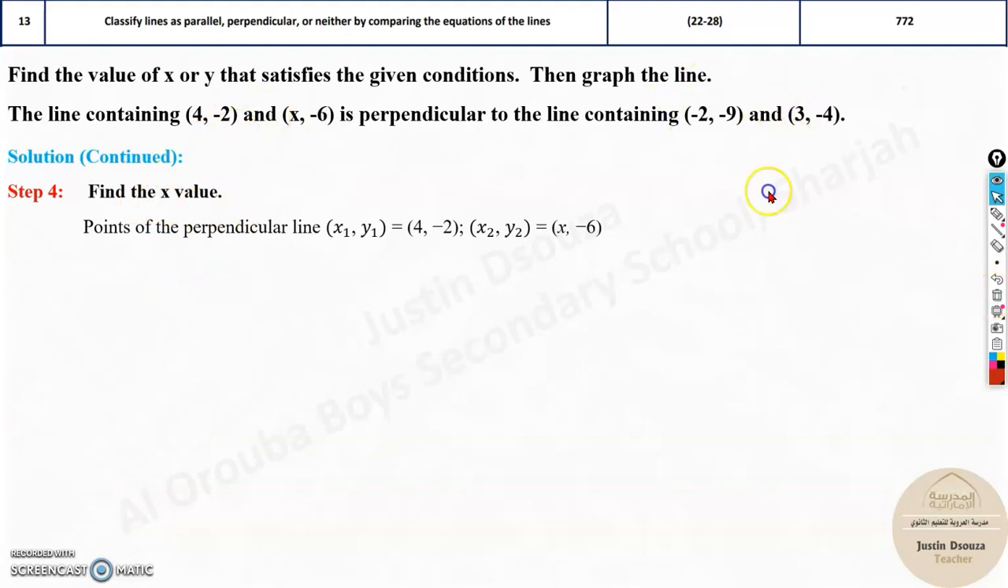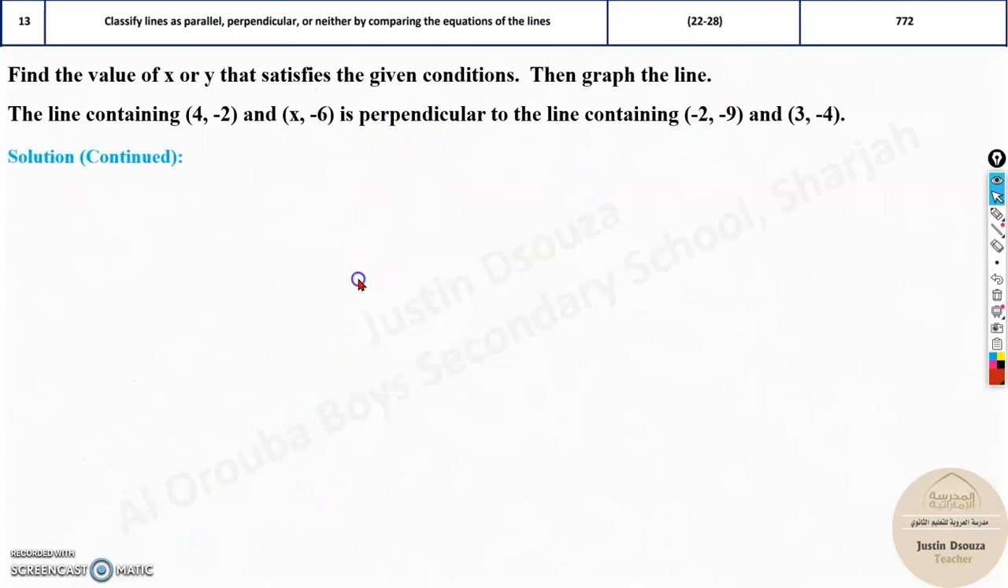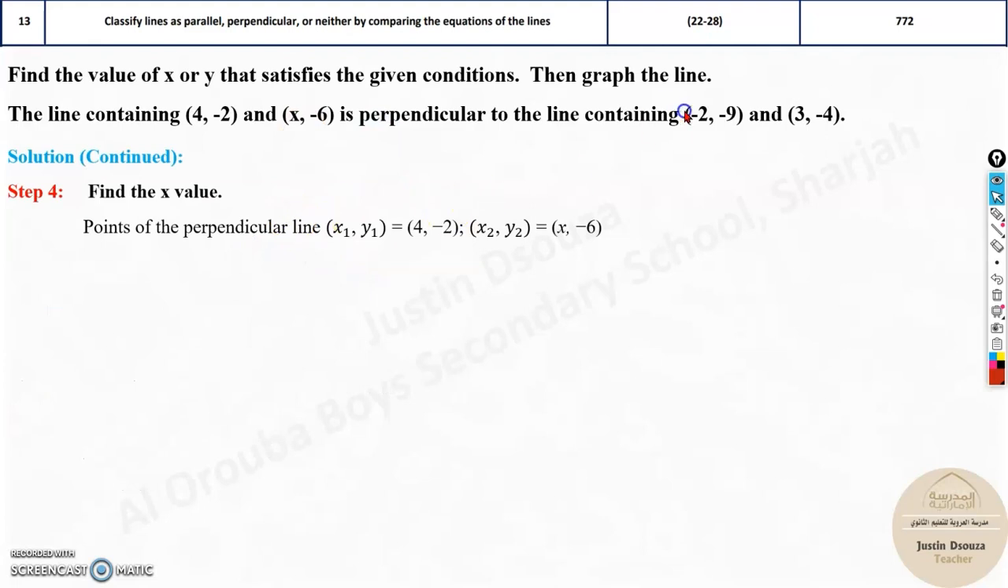Because we found the slope of this line. Given the line, we found the slope. And from that, because this and this are perpendicular, we can find the slope of the other line. Now what we do is substitute over here. Substitute these points, and the slope is known. The m value is known, isn't it?